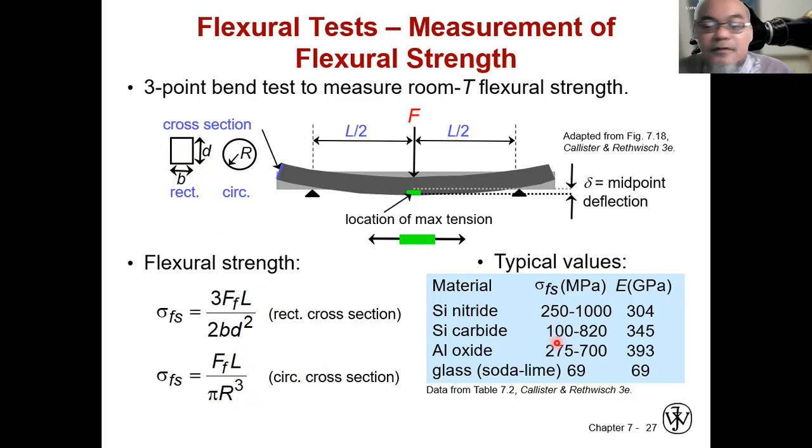Typical values, as can be expected, for silicon nitride and silicon carbide, which are considered very hard materials, have a very big flexural strength. The Young's modulus is also big, but not as big as aluminum oxide. Soda lime glass, which is a ceramic, basically has a small flexural strength, so that's why it breaks easily.